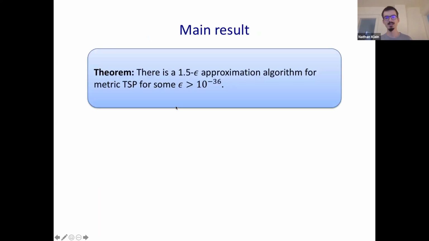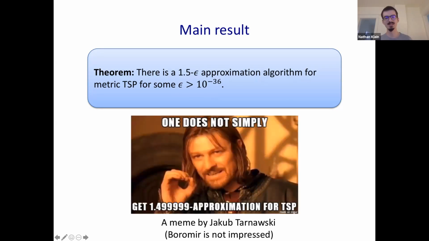And recently we made a tiny dent in this problem and improved upon Christofides' algorithm by some 10 to the negative 36. So I found this meme last year by Jakub Tarnowski, and you can see we actually get many, many more 9s than is written here. So I'm sad to say we're very far from making Boromir happy, but yeah, we'll keep working.